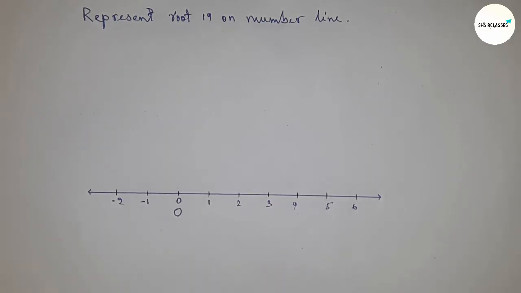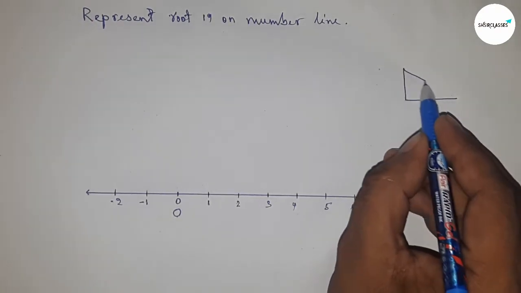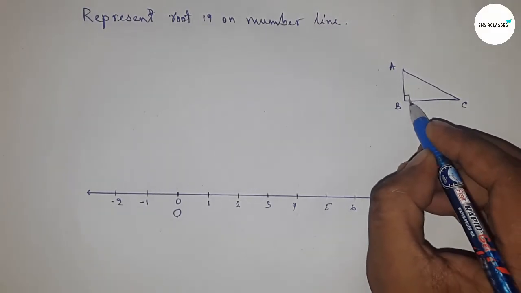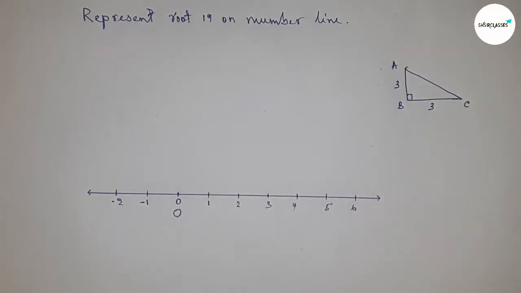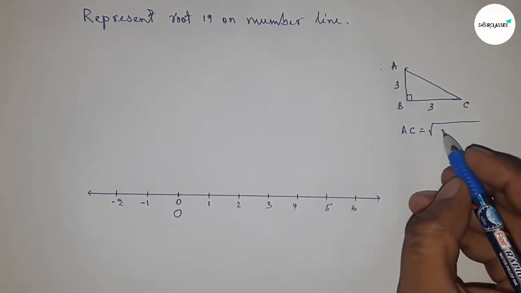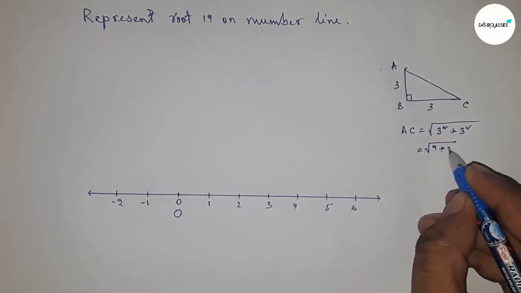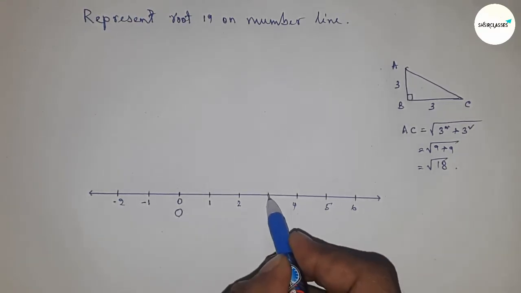Okay, next, first of all we have to construct root 18. So roughly discussing the concept of root 18: if there is a right angle triangle with base 3 units and height 3 units, then the hypotenuse is equal to, by Pythagoras theorem, the square root of base square plus height square. So after calculation, this is root 18. Okay, now I'm going to apply this concept on 3.